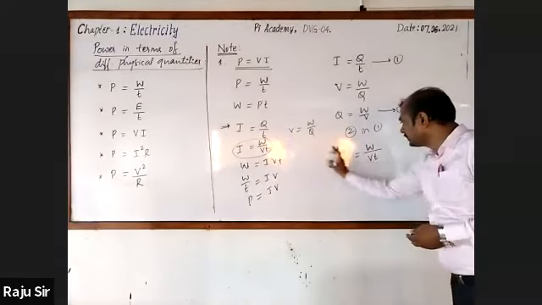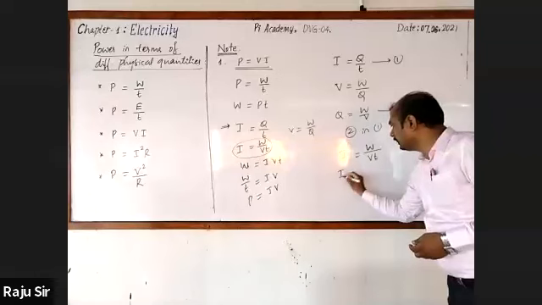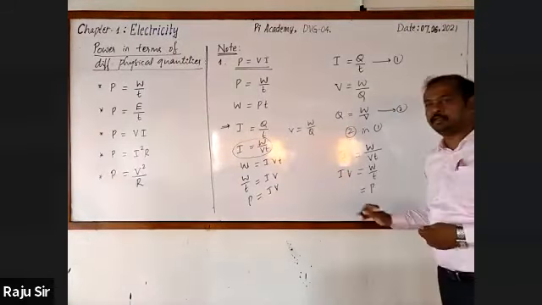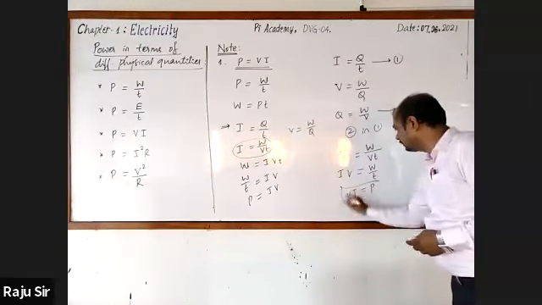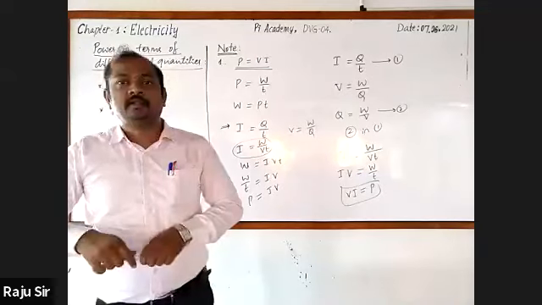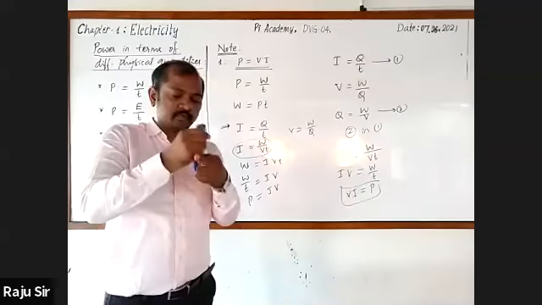Then I'll cross multiply V. I into V is equal to W by T, where W by T is P. So P is equal to V into I. Did you understand? Yes, sir. Yes or no? Okay, once more I'll go for rewriting.